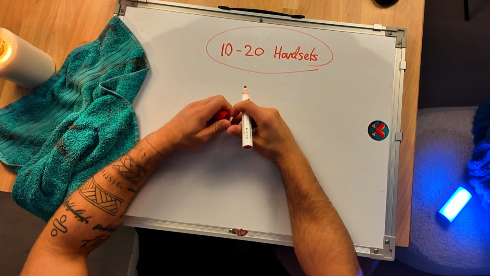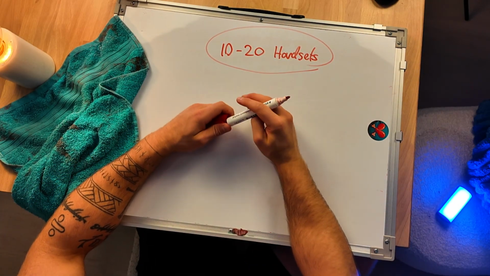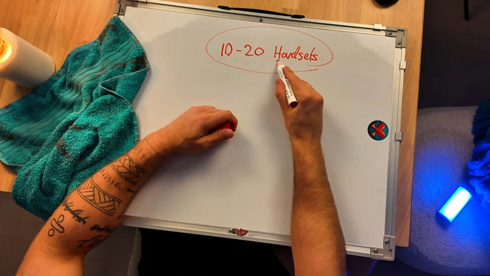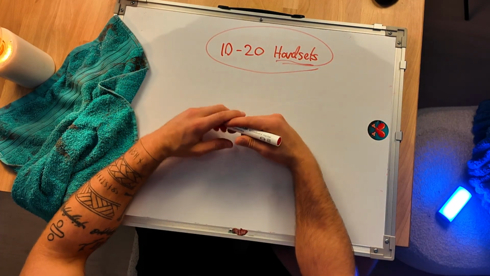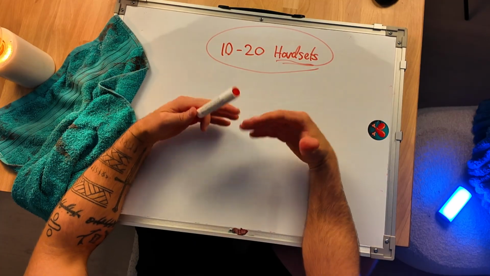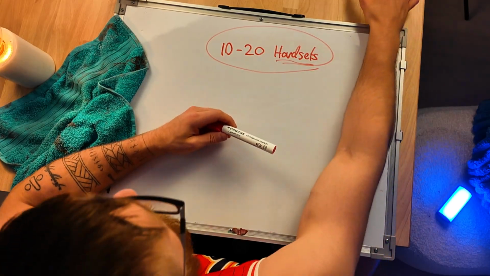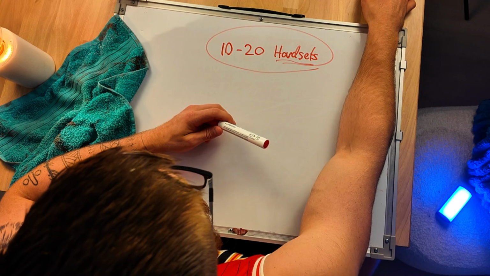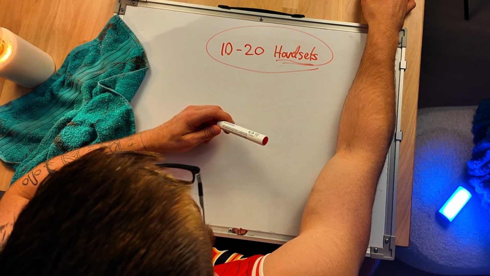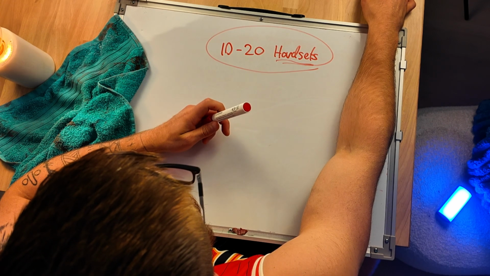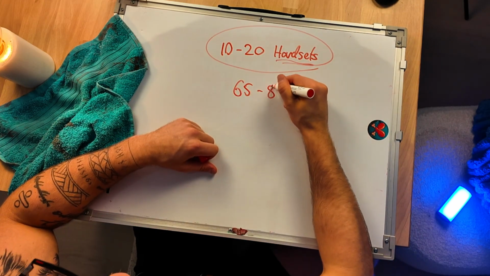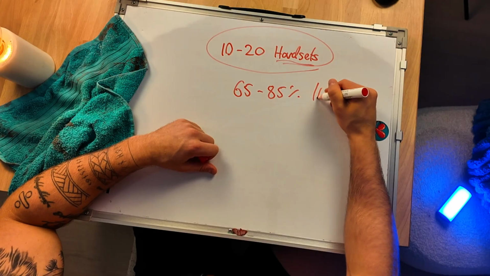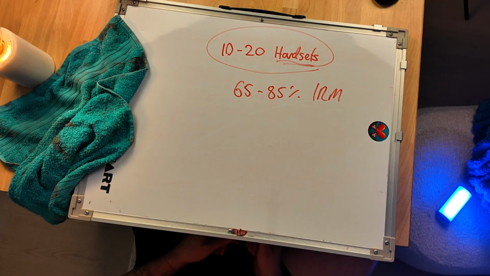Good rule of thumb is between 10 and 20 hard sets per muscle group will usually result in growth. Notice the word hard there. Hard sets, team, meaning that a set that's pushing you closer and closer to failure. Okay? When we think hard sets, team, we're looking at 65 to 85% of your 1RM, your 1 rep max on that movement.